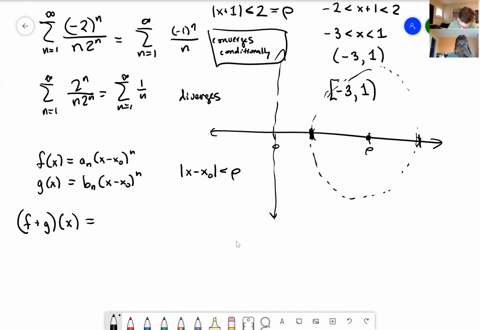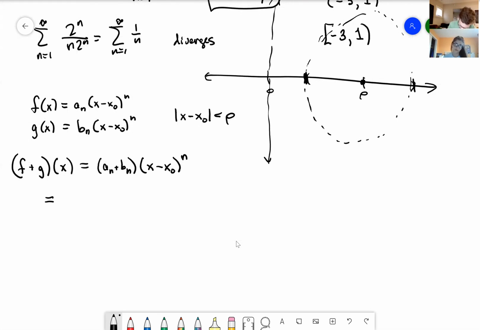This will be equal to the sum of a_n plus b_n times (x minus x0) to the n. This signifies adding them formally, as formal power series. When we add them, we just combine like terms. And the output that we get from these is just the sum of the outputs for the two things. So it works exactly like we would expect. And this also is valid within that radius of convergence.